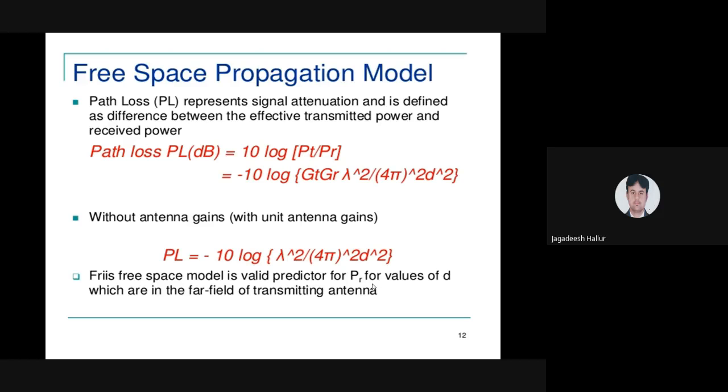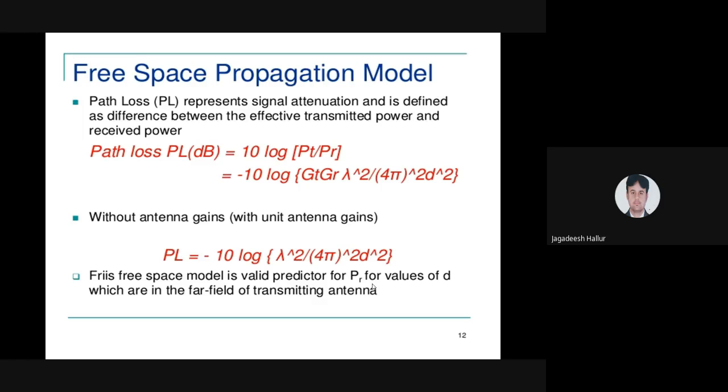So the modified equation for this path loss becomes minus 10 log of lambda square divided by 4 pi square into d square. Why? Because they have assumed unity gain. The gain of the respective antennas, GT and GR, is unity, so GT GR becomes 1. With unity antenna gains, the path loss is PL equal to minus 10 log of lambda square divided by 4 pi square into d square.